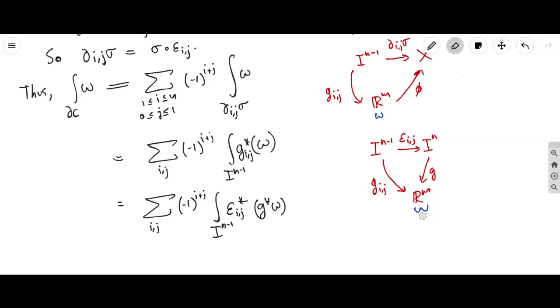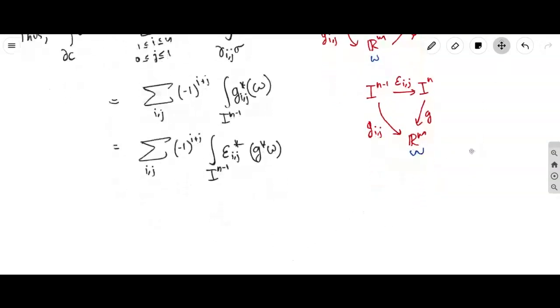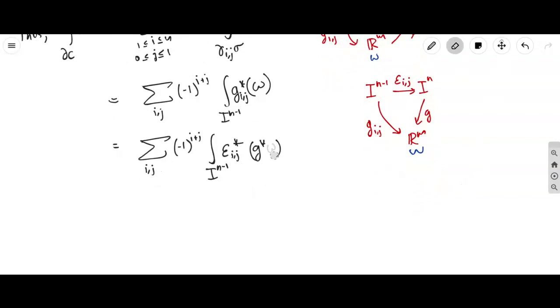maybe just to over-explain this, omega is an n minus 1 form. You can pull it back using G, and then you have an n minus 1 form on the n cube, but then you take that n minus 1 form and you pull it back one more time, and then you have an n minus 1 form on the n minus 1 cube. So this is what you end up with. Okay, so this is what we're ending up with.